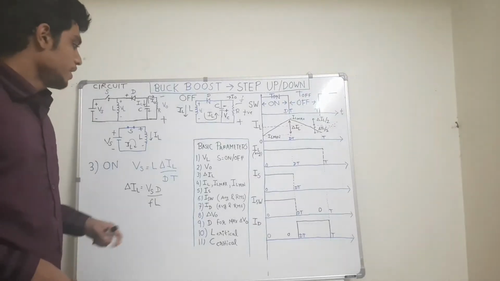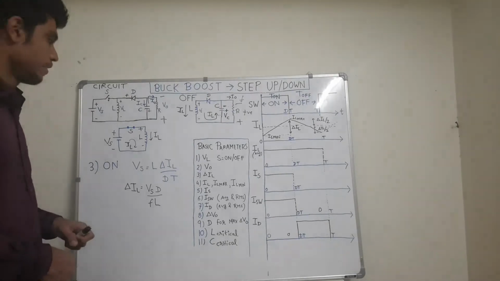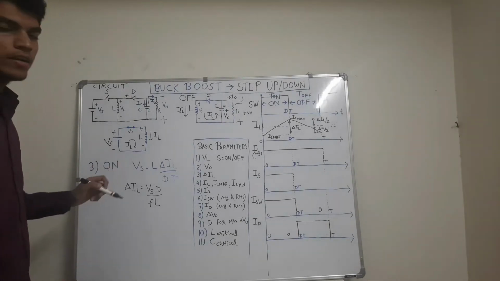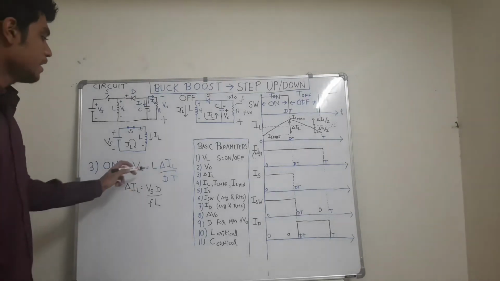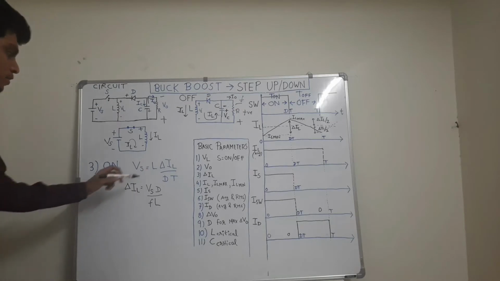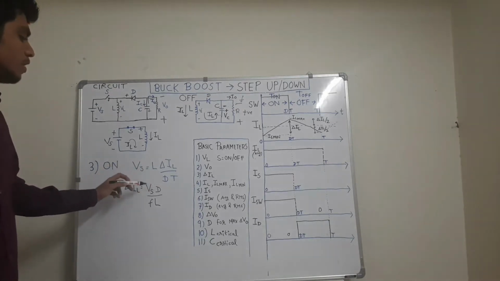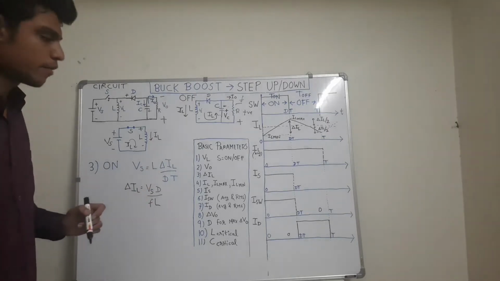So the third parameter is del IL, the ripple in the inductor current. When the switch is on, we have seen that the charging equation of the inductor is VL equals L into del IL upon dt. So the ripple in the inductor current comes out to be Vs into d upon fL, since 1 upon T is equal to the frequency f.